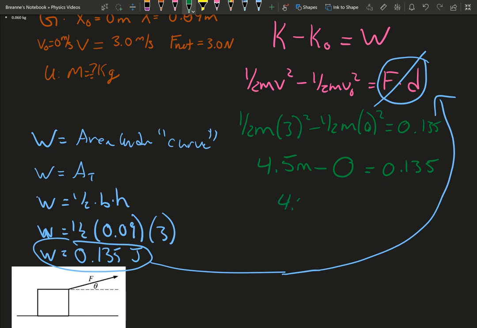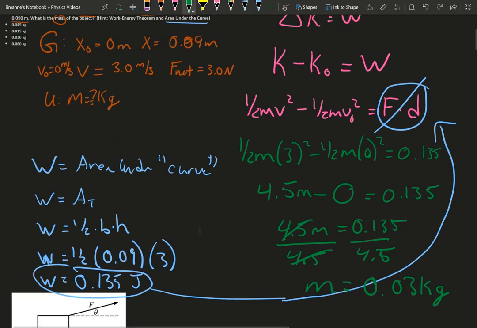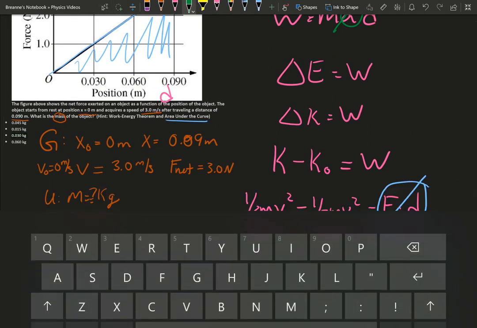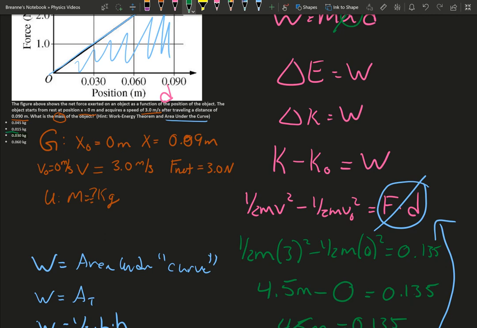So you just get 4.5 times your mass equals 0.135. You divide by your 4.5, and you get the mass to be 0.03 kilograms. So your answer is this one right here.